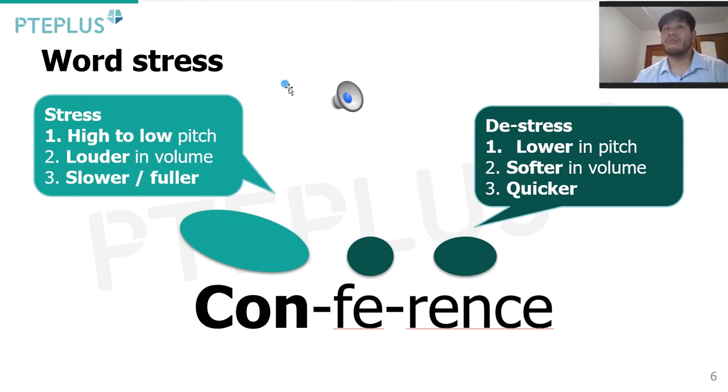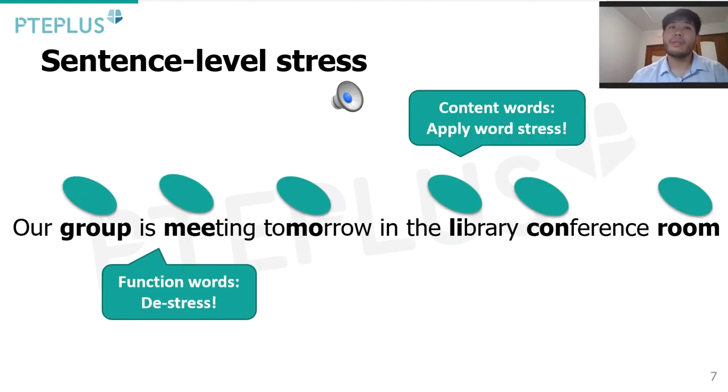So with each individual word, there are places that are stressed and de-stressed, just like read aloud. Remember, for the stressed sounds, we need to go higher in pitch, louder in volume, as well as have it be a bit fuller, whereas the de-stressed sounds, we need to have it lower, softer, and quicker. Same goes for sentence level stress. Now let's listen to this and see if you can pick out the places that there are sentence level stress.